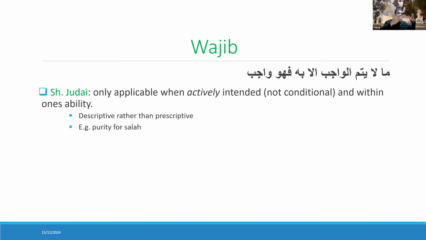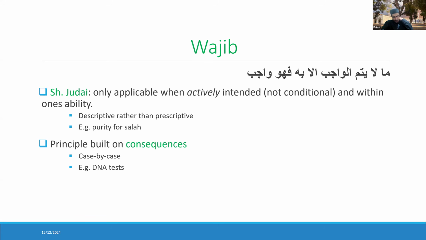I think it gets confusing when you mention three categories and say that ma la yatimul wajibu illa bihi fahuwa wajib is only applicable to the third and not the first two. Instead, it's easier to just drop the first two categories and say when it's applicable, so that anything that doesn't fulfill the category I've described is not applicable to the principle. It's a lot easier to present it like that. But anyway, this is Sheikh Abdullah al-Judai's view on this.